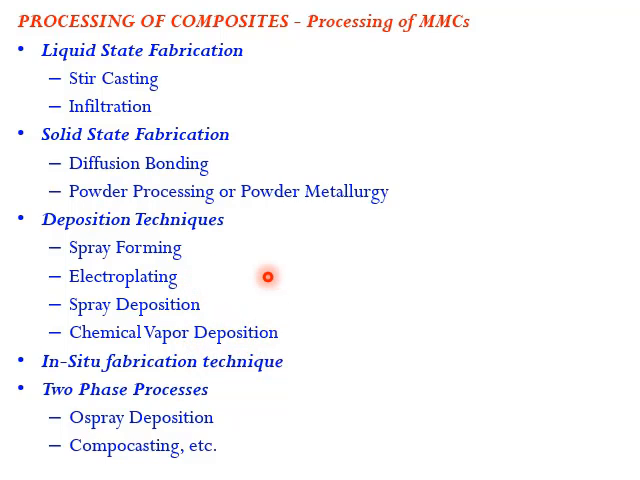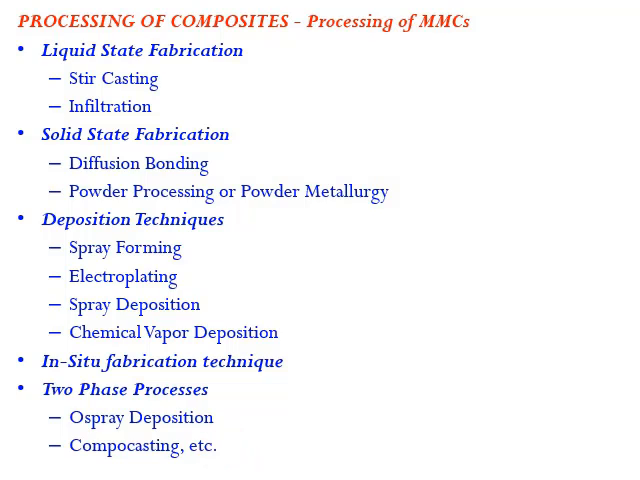If there is a difficulty in processing ceramic or metal materials at a high temperature, then we deposit the reinforcement material or the matrix material in a liquid form on a substrate. Those are categorized as deposition techniques. Then there are in situ fabrication techniques, where while processing itself we can form the required material. And two-phase processes, we call spray deposition and compo casting.